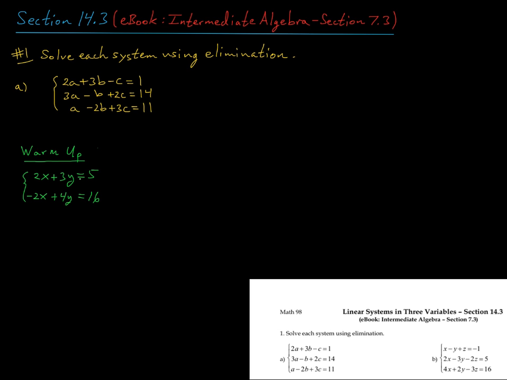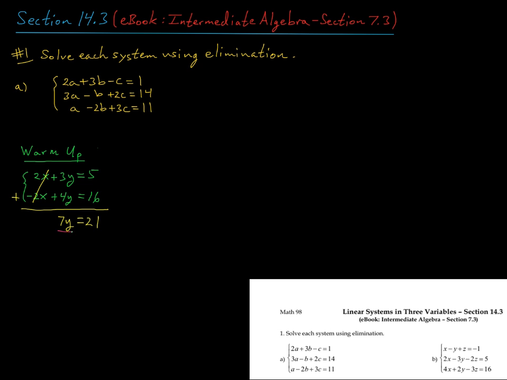We have 2x plus 3y is equal to 5 and minus 2x plus 4y is equal to 16. The thing that stands out here is that these x terms, the 2x and the negative 2x, are equal but opposite. So if I add these two equations, on the left side, the x terms are just going to drop out. 2x plus a negative 2x is 0x. For the y's, I have 3y and 4y, that's 7y. And on the right side, 5 plus 16 is 21.